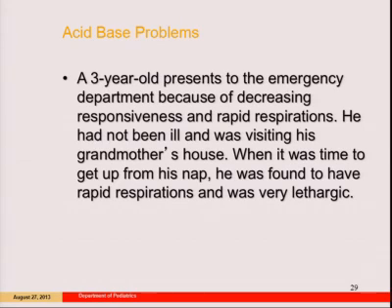Okay, this is a board question. And the answer is in this right here. A 3-year-old presents to the emergency department because of decreasing responsiveness, rapid respirations. He had not been ill, was visiting his grandmother's house. When it was time to get up from his nap, he was found to have rapid respirations and was very lethargic. What are you going to find?